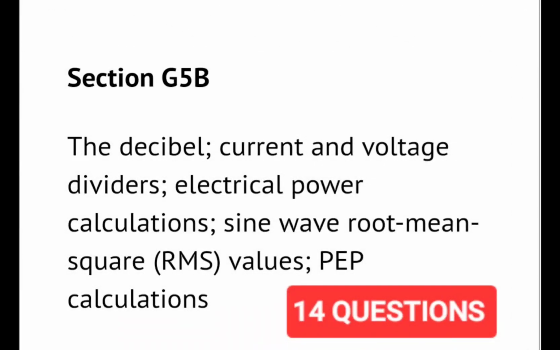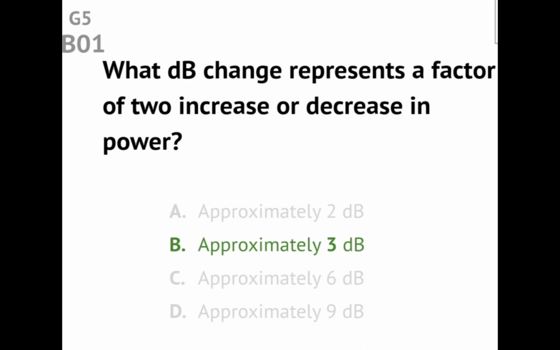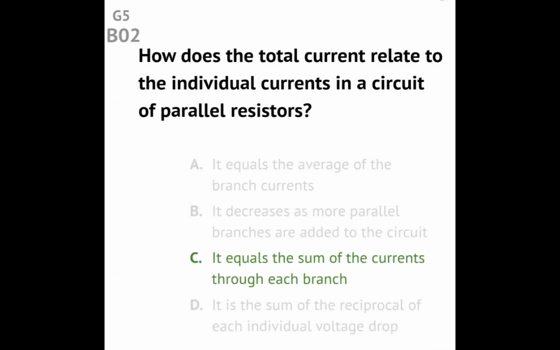Section G5B. The decibel, current and voltage dividers, electrical power calculations, sine wave root mean square, RMS values, PEP calculations. Question G5B01. What decibel change represents a factor of 2 increase or decrease in power? Answer: approximately 3 decibels. Question G5B02. How does the total current relate to the individual currents in a circuit of parallel resistors? Answer: it equals the sum of the currents through each branch.